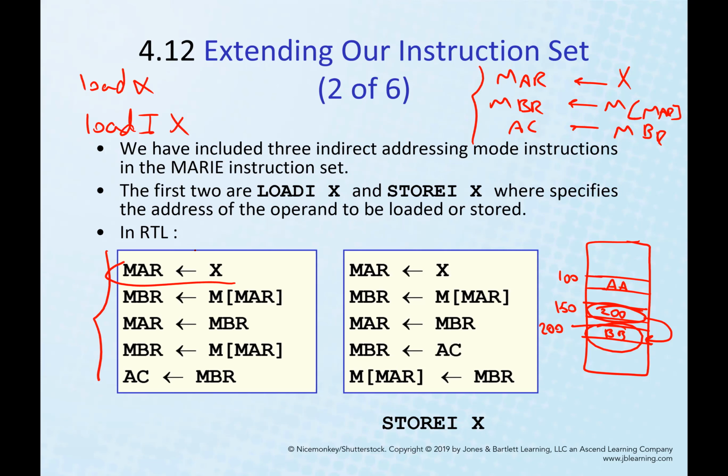Which micro operations? First, we load the address X in the MAR, get the content of that memory location and put it in MBR. At this moment, the MBR is not the data, because it's indirect addressing. MBR again moves to MAR. The content of MAR moves again to MBR, and this time MBR will be moved to the accumulator. So we have the data in our example.